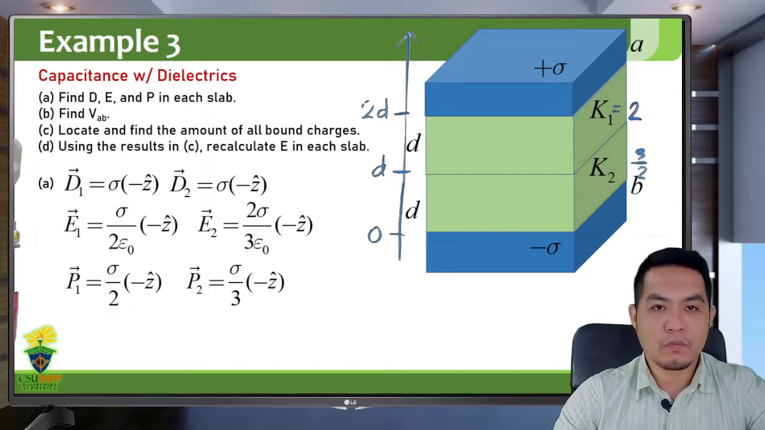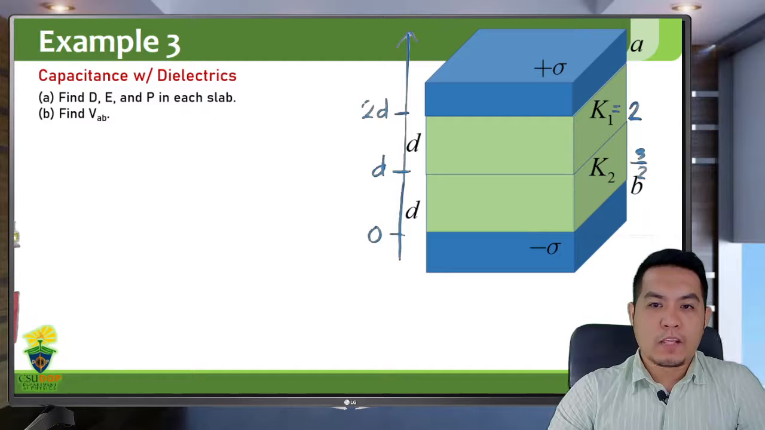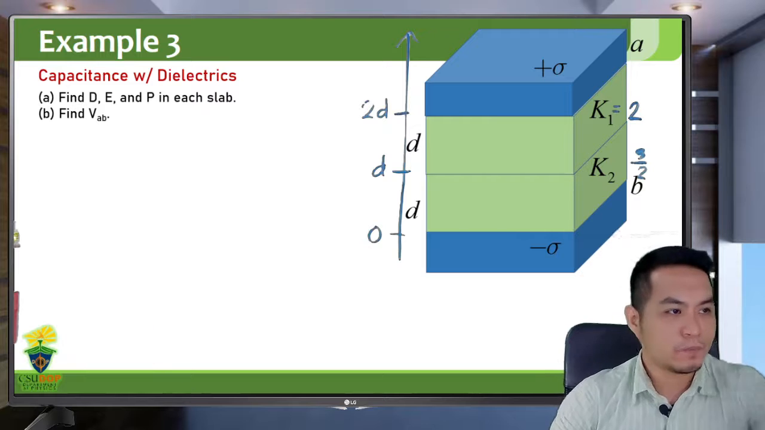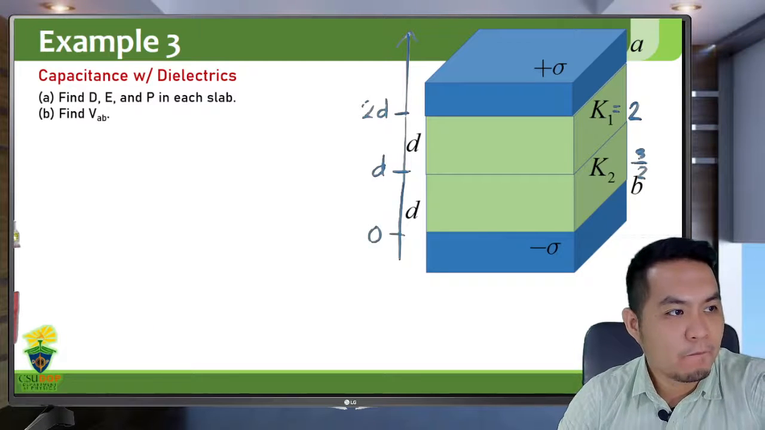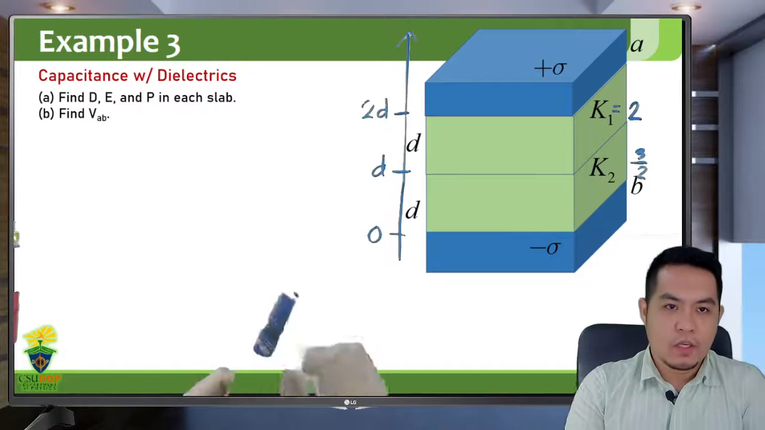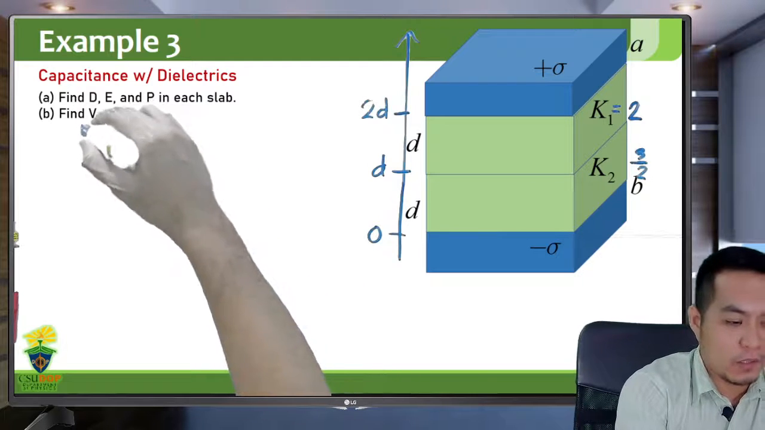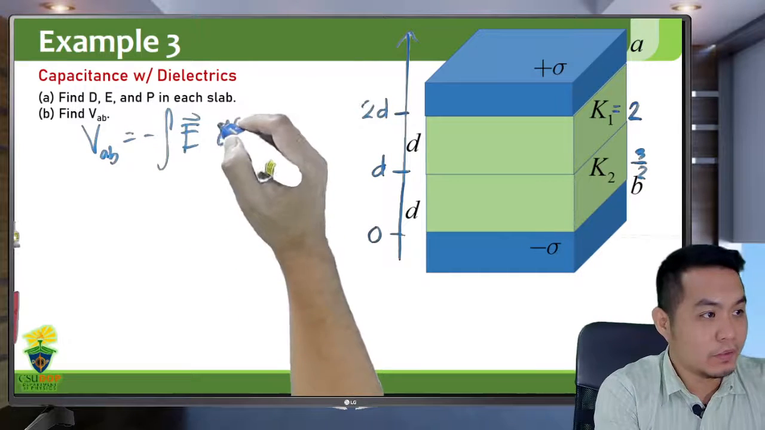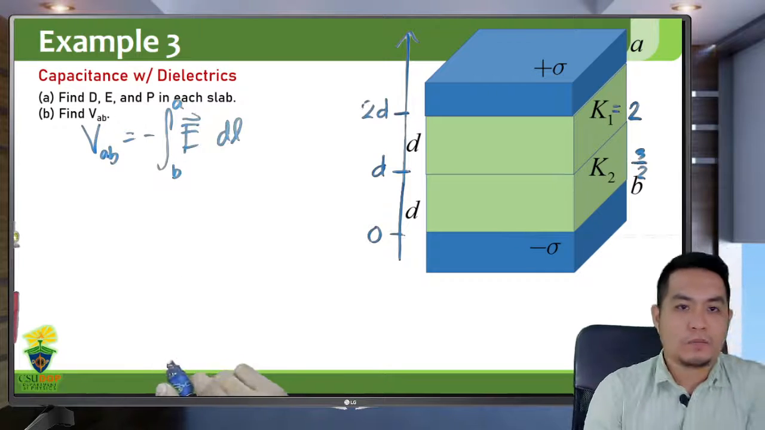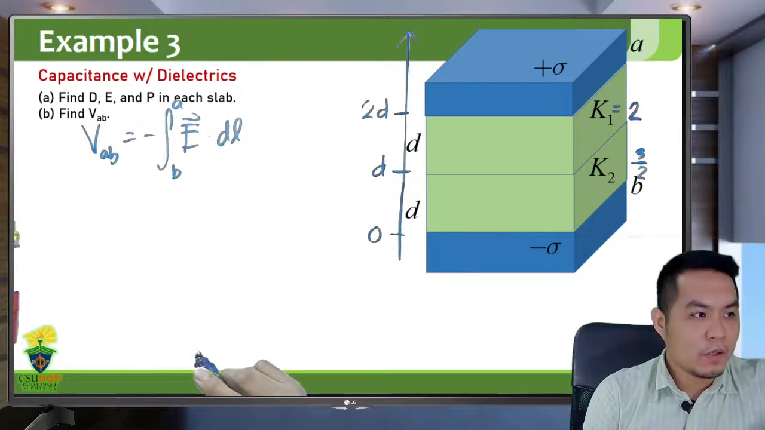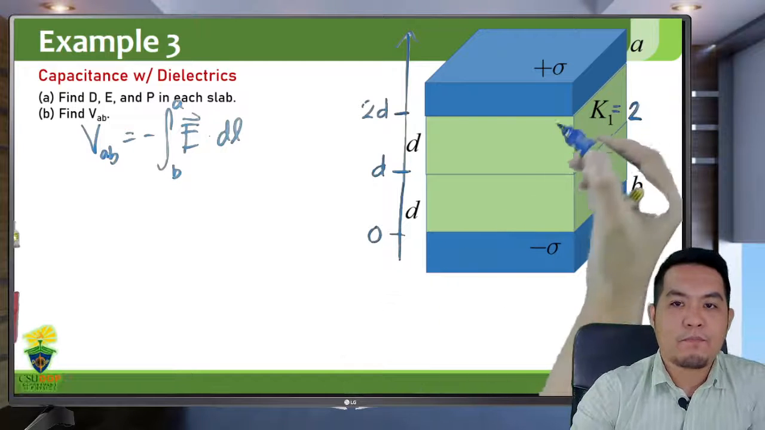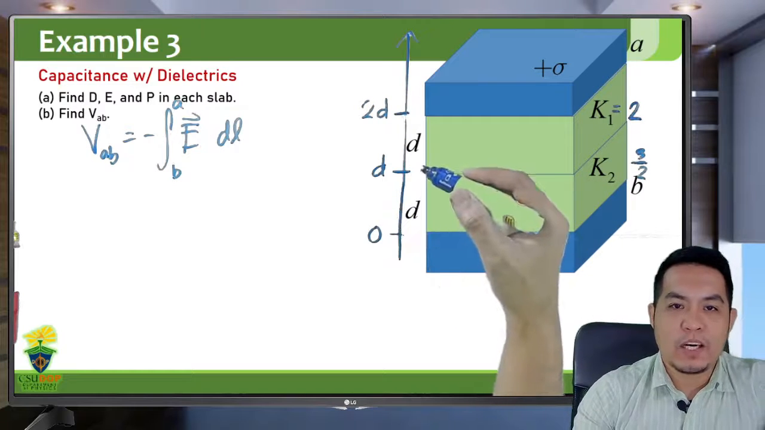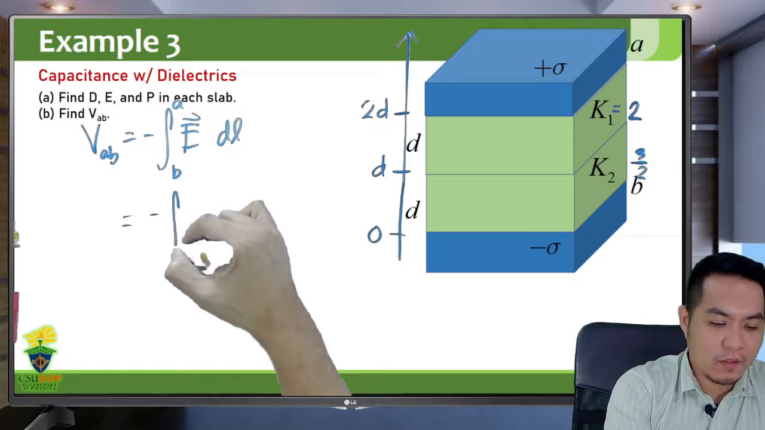For the second problem, we are asked to find the potential between the plates of our capacitor, VAB. So how do we do that? We use the E dot dl formula, negative E dot dl from B to A. From B to A or from A to B, it's actually 2 regions, from 0 to D, and from D to 2D. So we can actually use that.